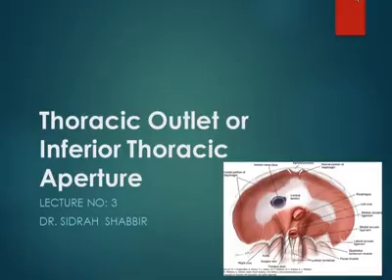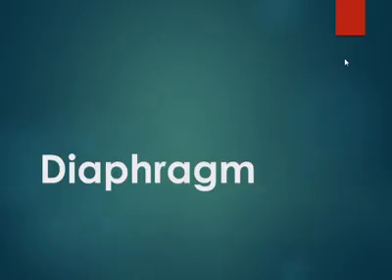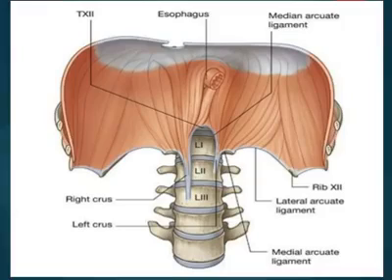Our next topic will be thoracic outlet or inferior thoracic aperture. But before studying inferior thoracic aperture, we must know the structure of diaphragm. It is a muscular or tendinous septum that separates the thorax from the abdominal cavity. It is pierced by different structures that pass from thorax to abdominal cavity.